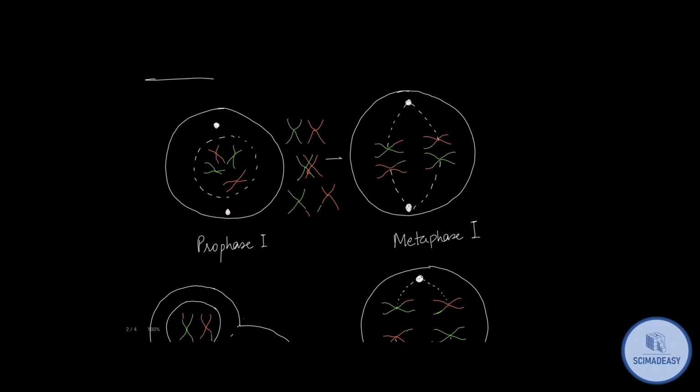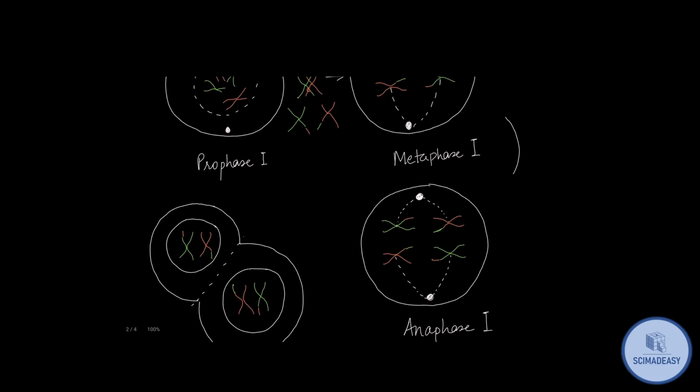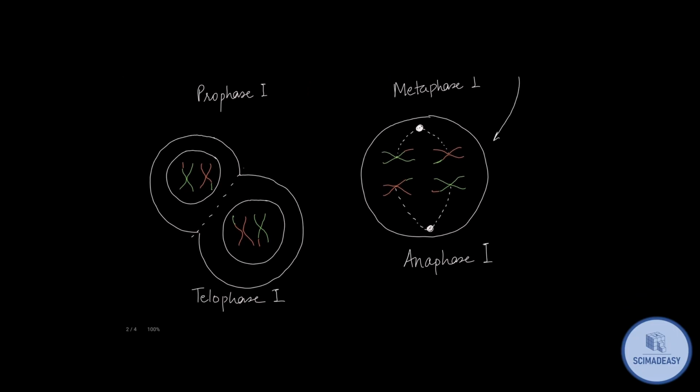The cell then moves on to metaphase 1, where these homologous chromosomes align at the equatorial plate. Spindle fibers attach to the centromeres of these chromosomes, and during anaphase 1, these spindle fibers separate these homologous chromosomes towards the poles. Finally, the cells undergo separation and cytokinesis in telophase 1, where the nuclear envelope forms again and each cell has half the number of chromosomes.